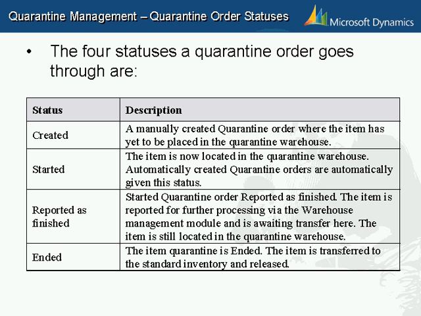Reported as finished. The started quarantine order reported as finished. The item is reported for further processing via the warehouse management module and is awaiting transfer here. The item is still located in the quarantine warehouse. So you manually change status from started or created to reported as finished. Ended. The item quarantine is ended. The item is transferred to the standard inventory and released. You manually change the status from reported as finished to ended. So only one status can be given automatically. The status is started.